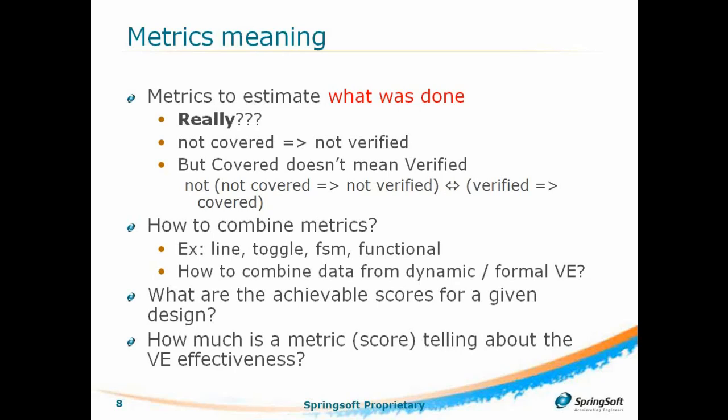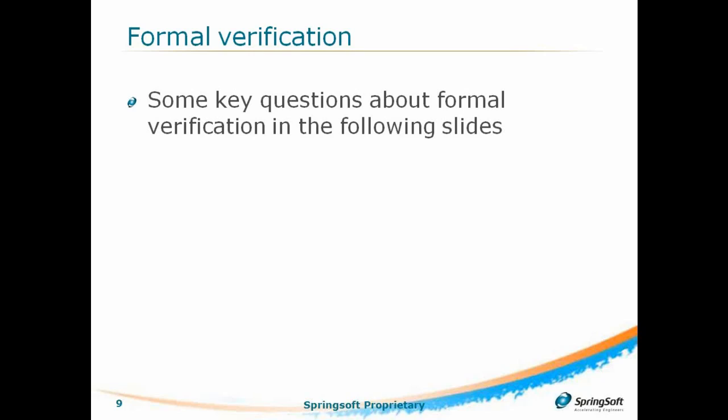One question that was mentioned by some people today, so Harry and Jörg, is what are the achievable scores, or the problematic of screening or pruning the coverage points which cannot be reached? And then how much is the metric score telling you about the verification effectiveness? So once you have reached, say, 100% line coverage, should you be happy? Should you continue to do verification? It's a difficult question to answer if you're just looking at line coverage or this kind of metrics.